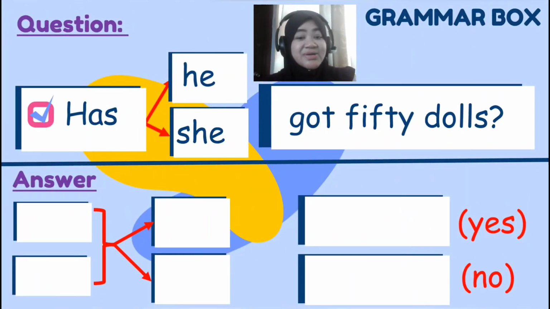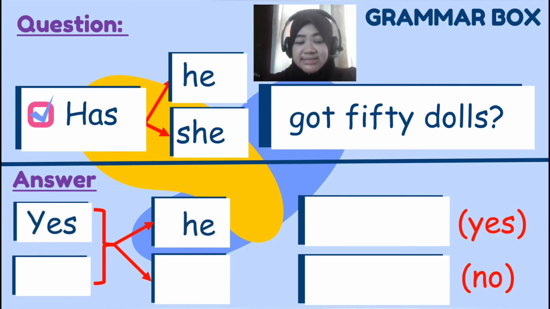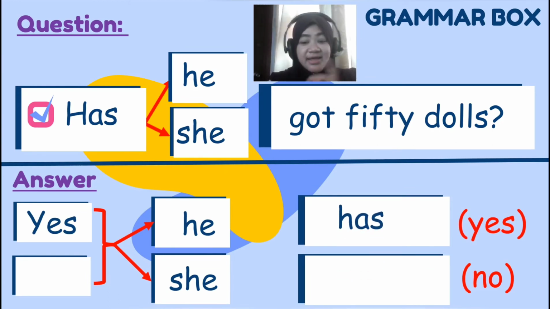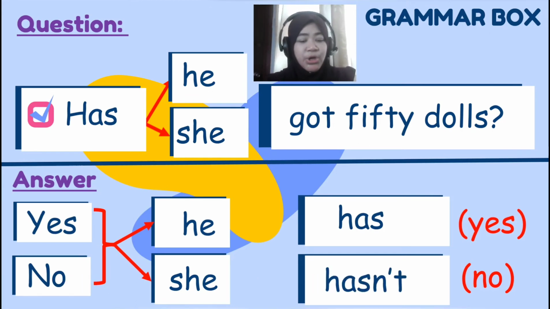Now let's look at the next question. Has he got 50 dolls? Has she got 50 dolls? Has he or has she? Let's look at the answer. What should we answer if the answer is yes? Yes, he has. Or yes, she has. What about no? No, he hasn't. No, she hasn't.